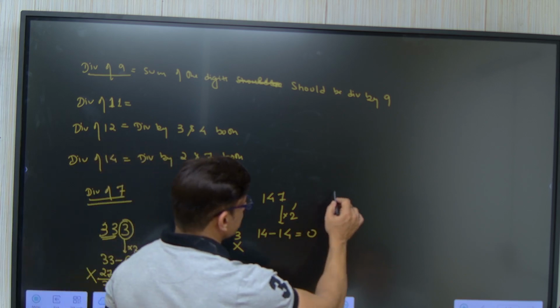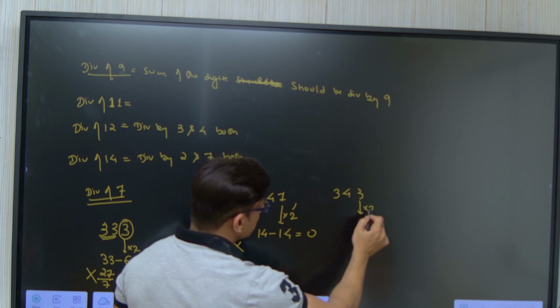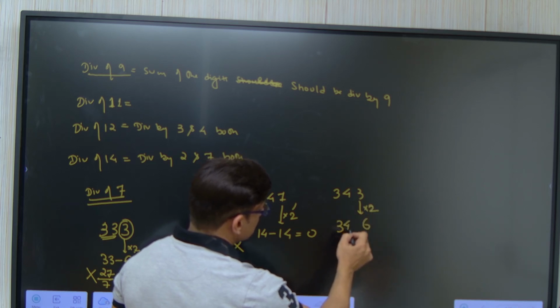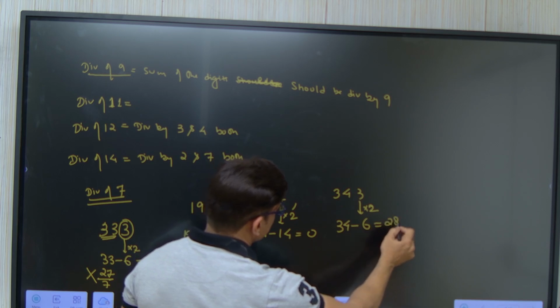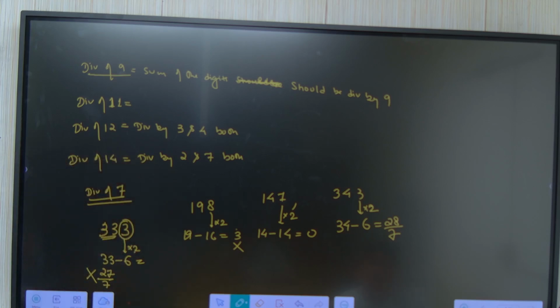343. Last digit, double it, 3 2s are 6. And what is 34 minus 6? 28. Is 28 divisible by 7? Yes, the number is divisible by 7. And this can be extended for 4 digit, 5 digit. Meaning keep doing it short, short, short. Every time you take the last digit, double it and subtract from the remaining number. It can be extended for more than 3 digits also.